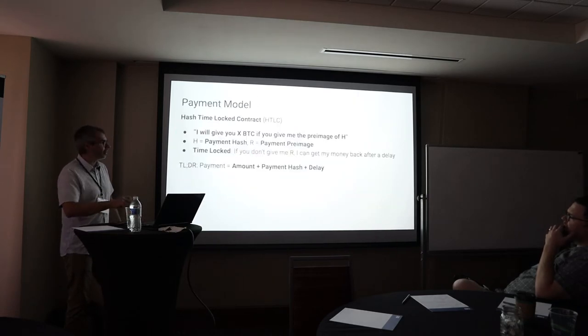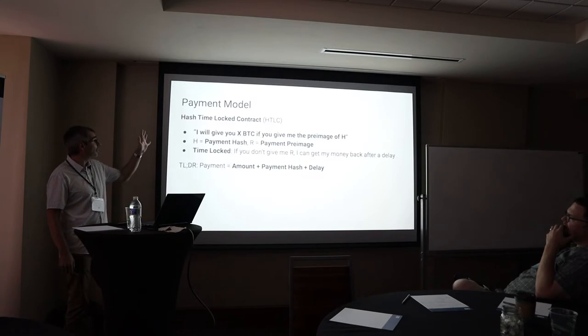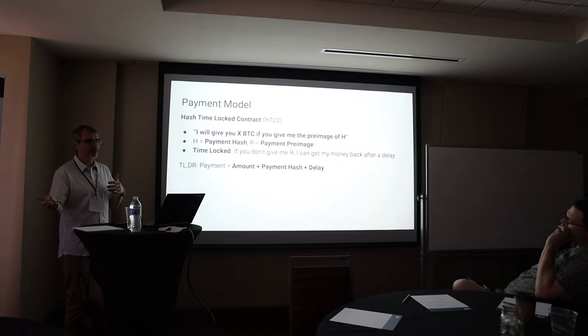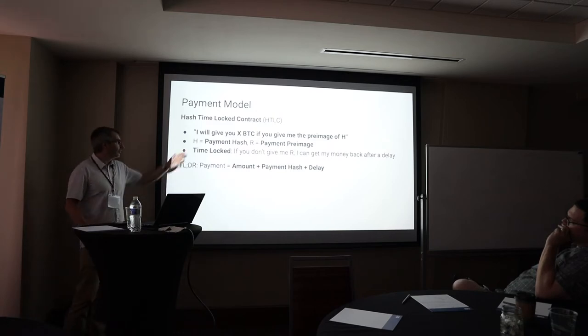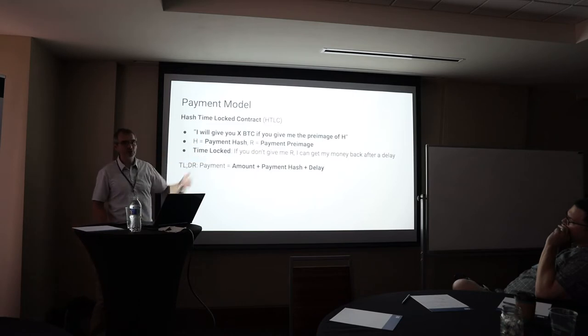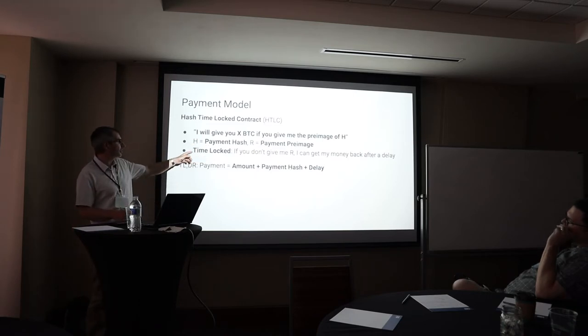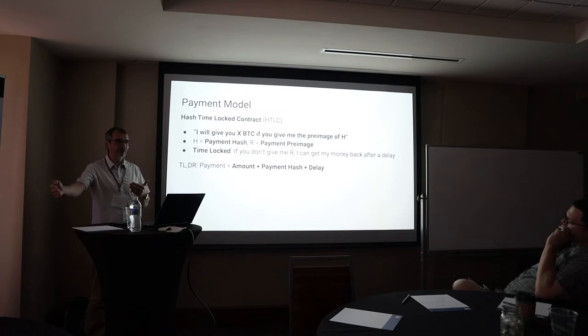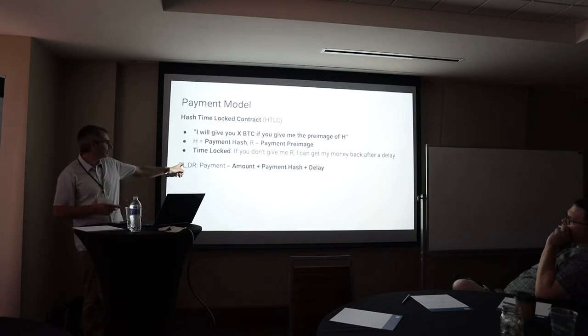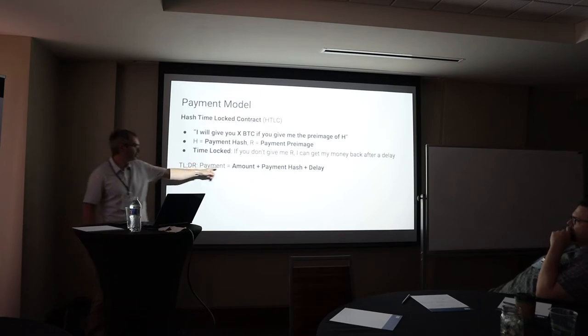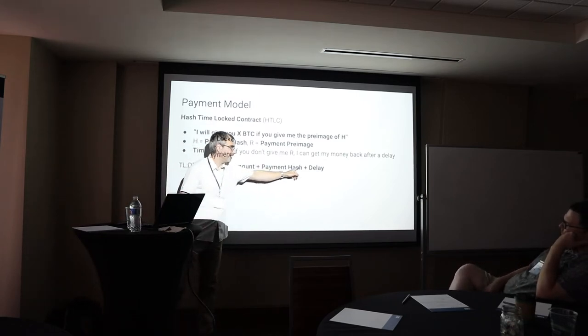So the payment model is very simple, hash time locked contract. It means I will give you bitcoins if you give me the pre-image of a hash. So everyone knows what a pre-image is. Okay. So hash, because you pay for the pre-image of a hash, and time locked because if nothing happens, after a while you get your money back. So if you propose a payment and nothing happens, after a while you get your funds back. So basically a payment in Lightning is an amount, a payment hash, and a delay.